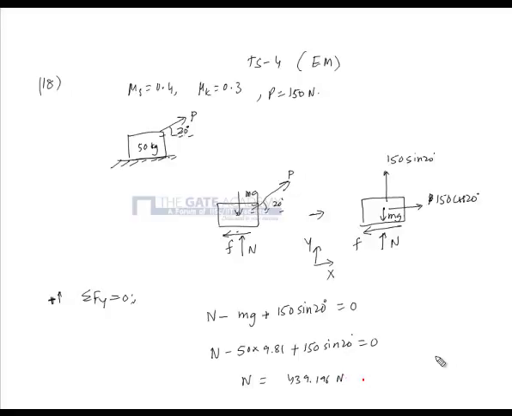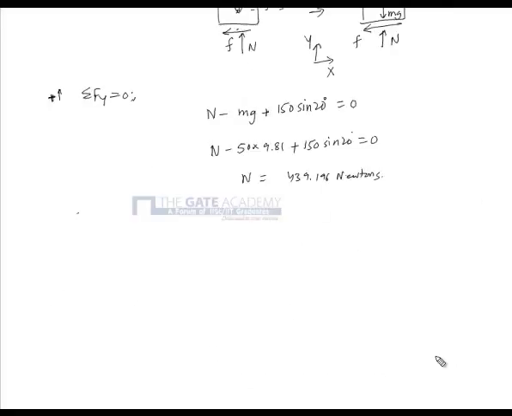Using a calculator, I get 439.196 newtons. This is the normal reaction exerted by the rough surface on the body. Now let's see what happens in the Fx direction. I don't know the friction yet, because the surface can support a maximum friction, Fmax, the maximum friction that a surface can support.